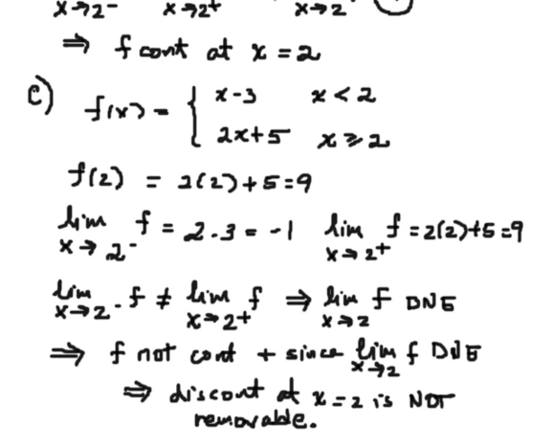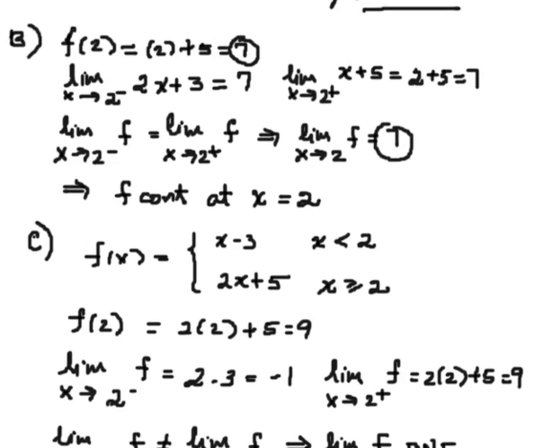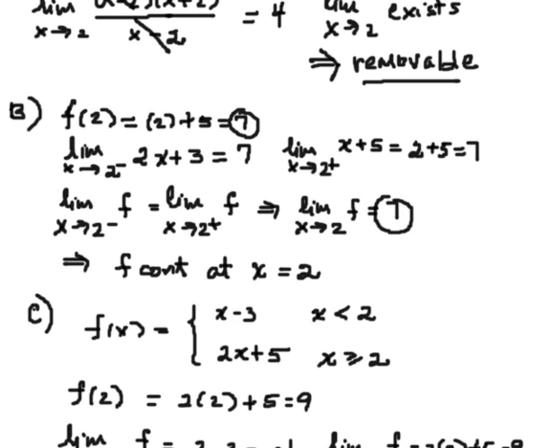Not removable. Remember, let me just mention one thing. In this second example, f of x was continuous at x equal 2, so then it makes no sense to talk about removable, not removable. Removable, not removable only applies when you have a discontinuity.